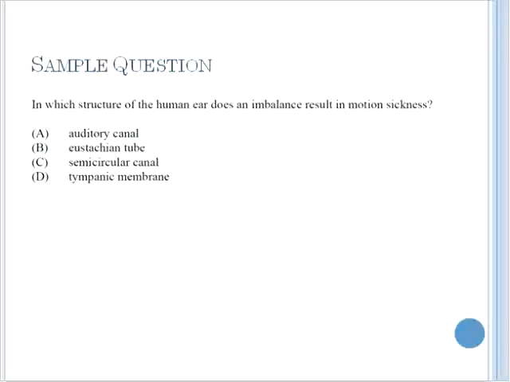This question posed asks about an imbalance resulting in motion sickness. Your choices are auditory canal, eustachian tube, semicircular canal, or tympanic membrane. The correct answer is semicircular canal, C.